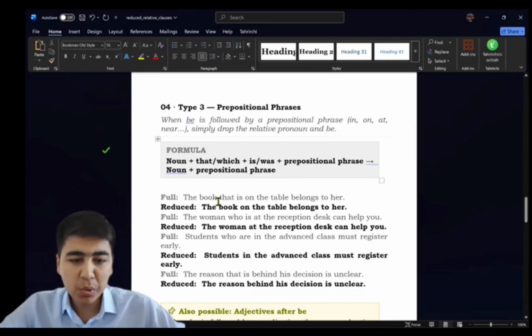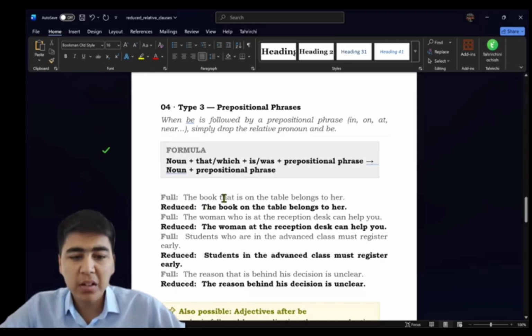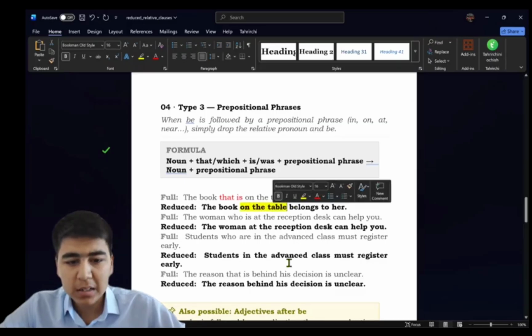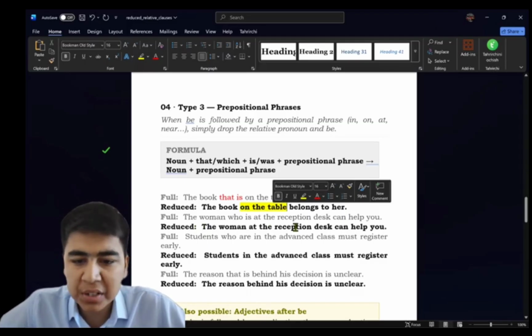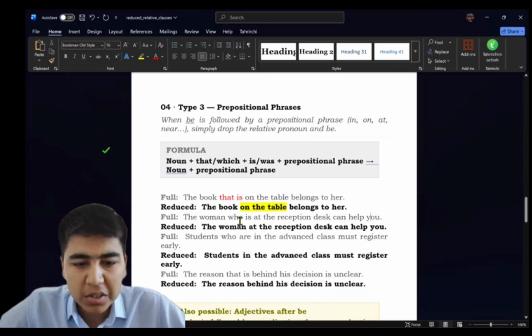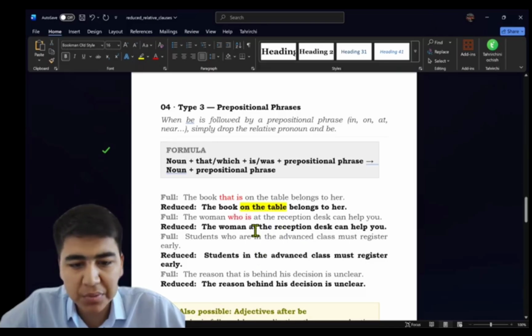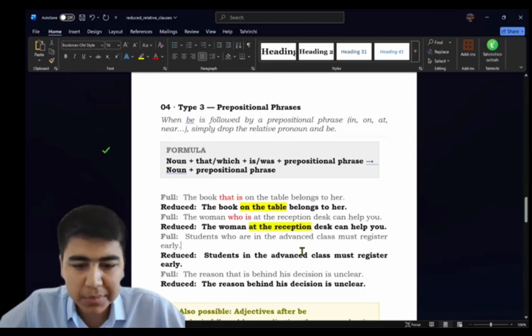For example, the book that is on the table belongs to her. We will delete this part, the book that is, and change it to prepositional phrase. The book on the table. Yeah, that's pretty much it. The woman who is at the reception desk can help you. So, who is part will be deleted, and the woman at the reception desk can help you. Prepositional phrase stays the same.